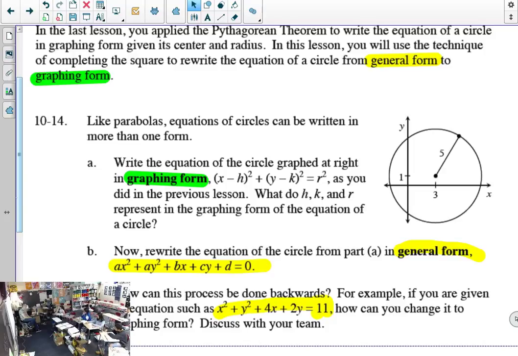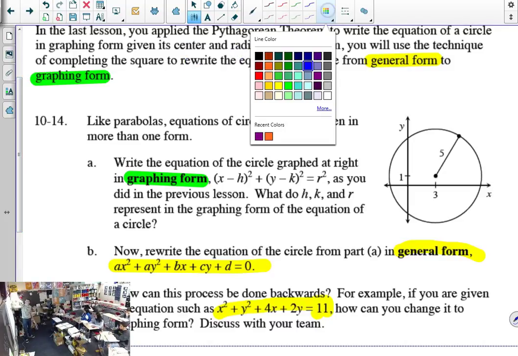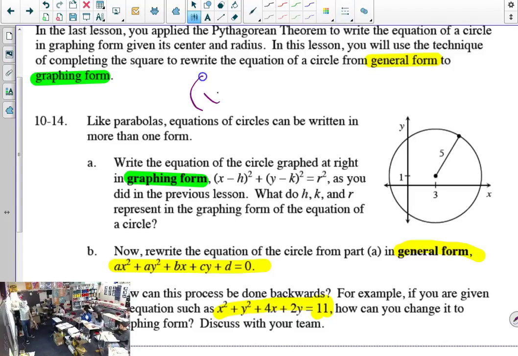So, graphing form, what we talked about yesterday, right? You know your center and you know your radius based off what we see. General form is not as nice. So, set this circle into graphing form, then rewrite it in general form. So this circle, and I think we even talked about it yesterday, in graphing form is what? x minus 3 squared plus the quantity y minus 1 squared equals 25, or 5 squared.